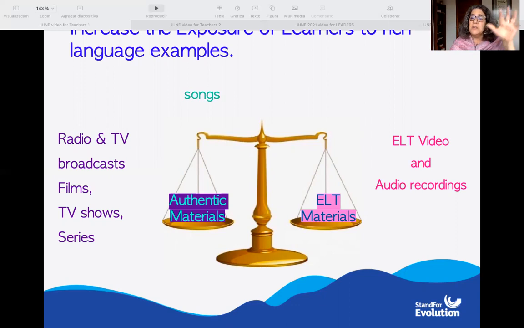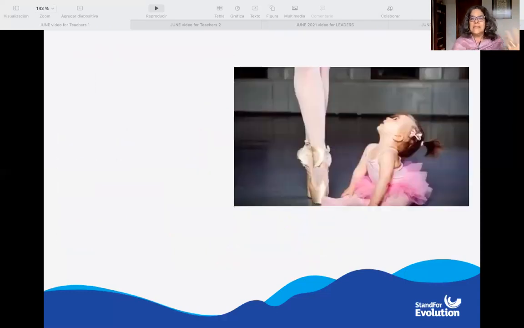Then we may have songs on either side, authentic songs or ELT songs, and web pages: web pages for native speakers, for children who are native speakers and are also learning the language. And on the other hand, you have web pages for English language learners. So it's good for you to use those web pages as well. And of course, the brightest model of the language is the teacher. In this case, the child is looking at you as their role model, and they say, okay, I want to speak like this teacher.